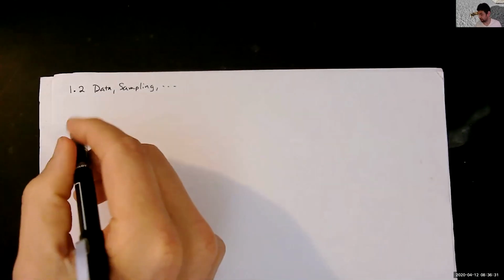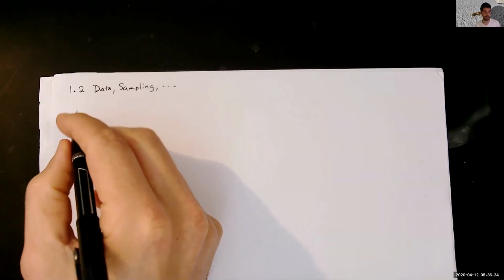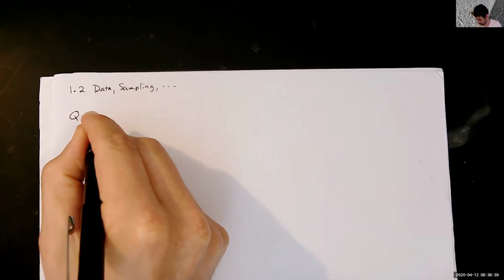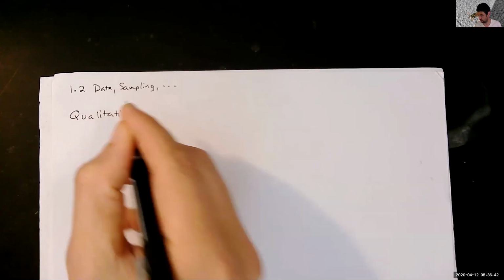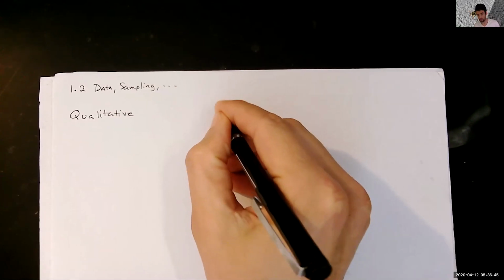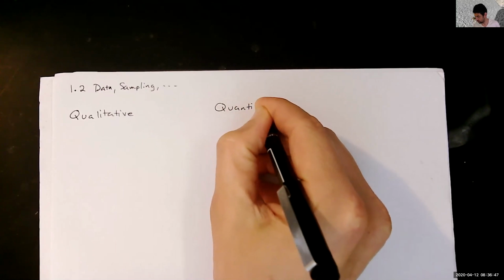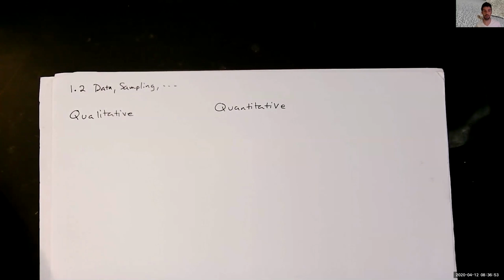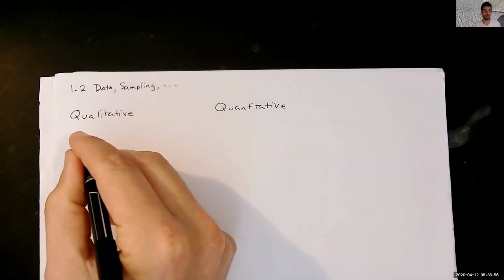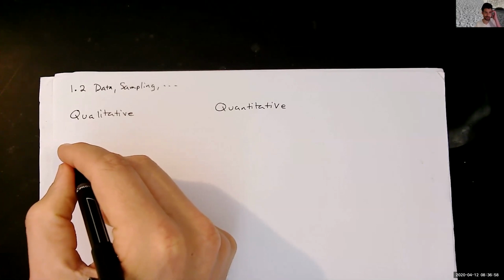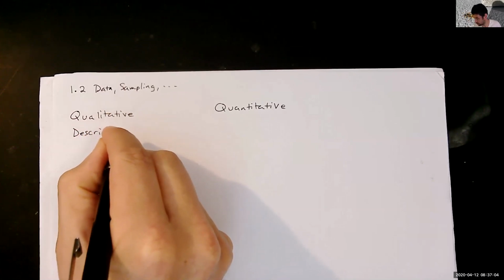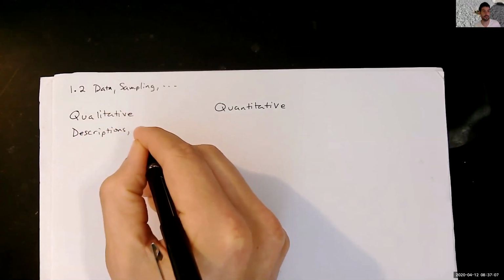Okay, so when we get data, there's going to be two big kinds of data that we'll talk about. There is going to be qualitative and quantitative. All right, so we can split our data into these two categories. Qualitative data are descriptions. Sometimes we say they're categorical.